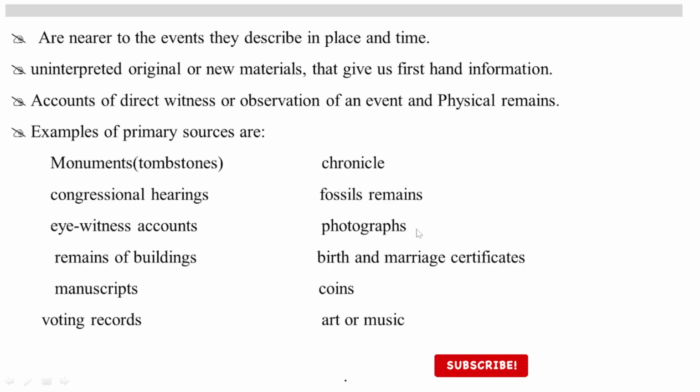A photograph directly reflects that event or that person or that thing. Birth and marriage certificates are examples of primary sources. Coins, for example the Aksumite coins during the reign of King Ezana, are a primary source about King Ezana and the Aksumite period. Art or music are also examples of primary sources.